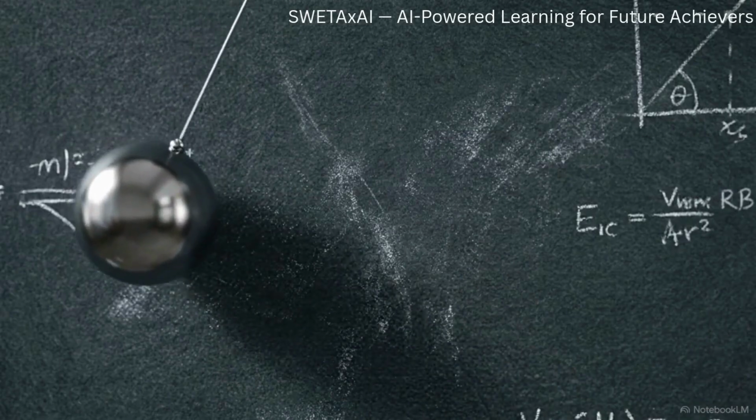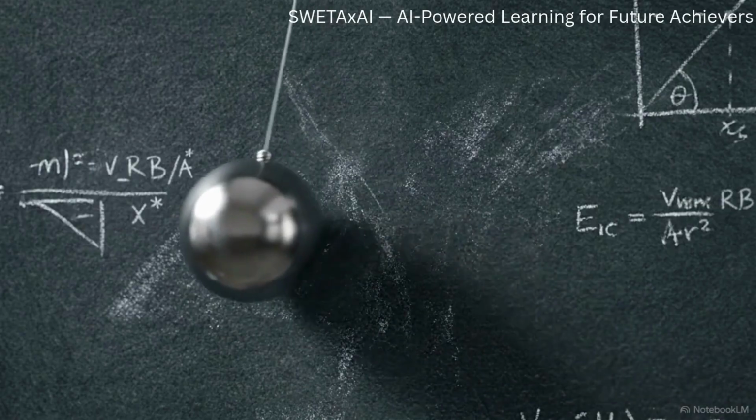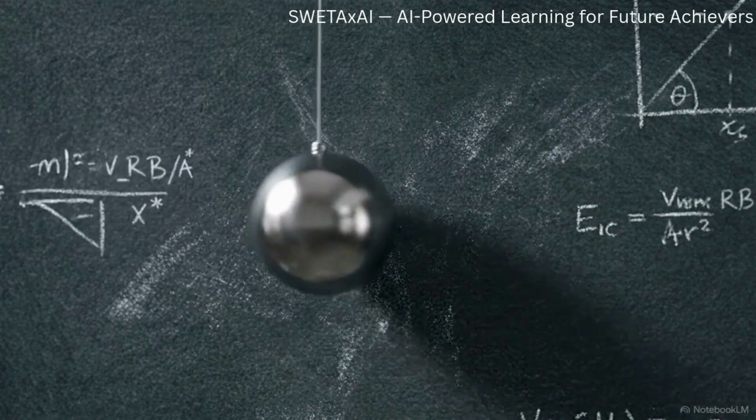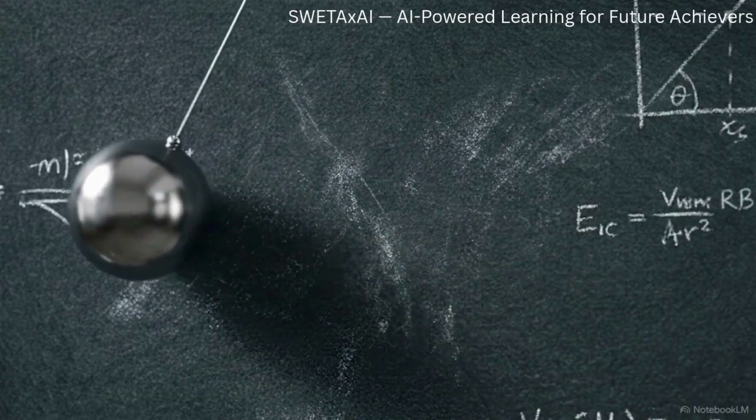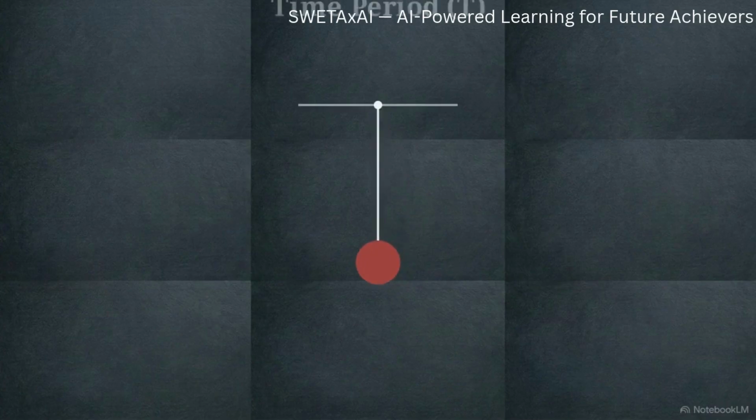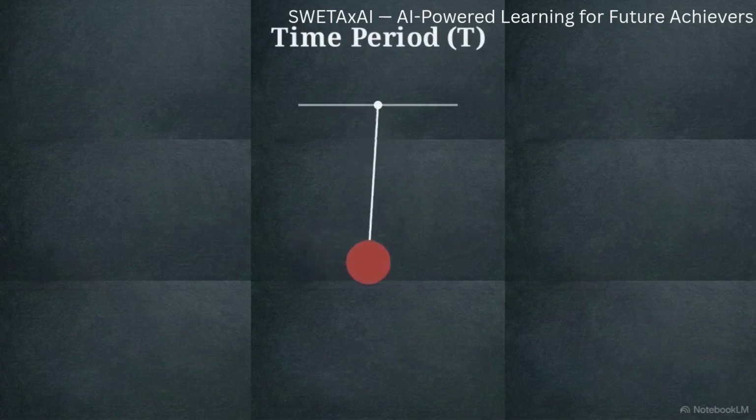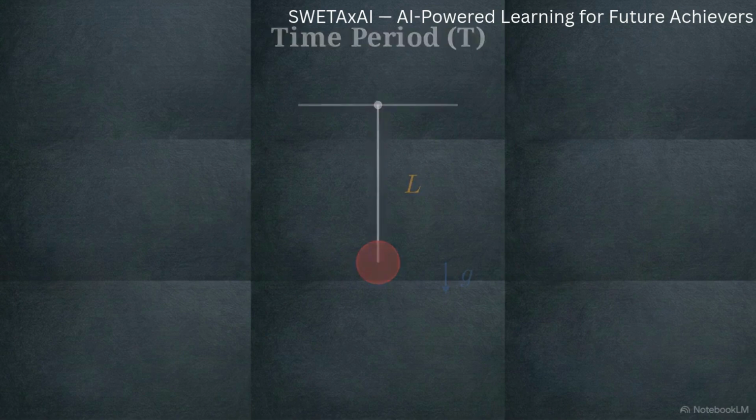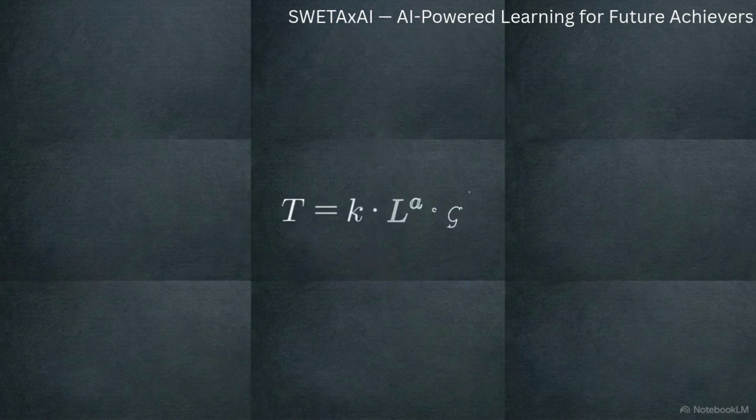We can take this logic a step further, using dimensional homogeneity to determine the relationship between physical variables, even when we lack the specific formula. Consider the time period of a simple pendulum. We know it depends on the length of the string and the acceleration due to gravity, but we need to find the specific mathematical connection. We set up a generic algebraic equation. Time period equals a dimensional constant k multiplied by length to an unknown power a and gravity to an unknown power b.